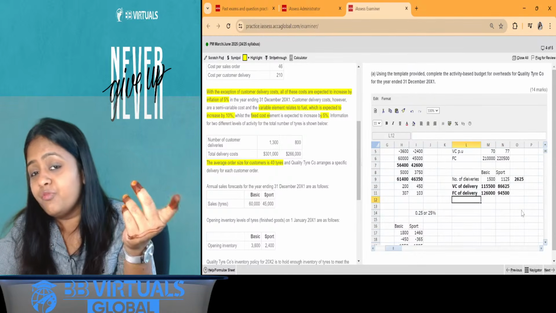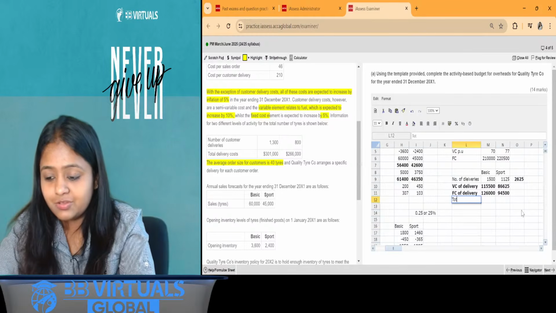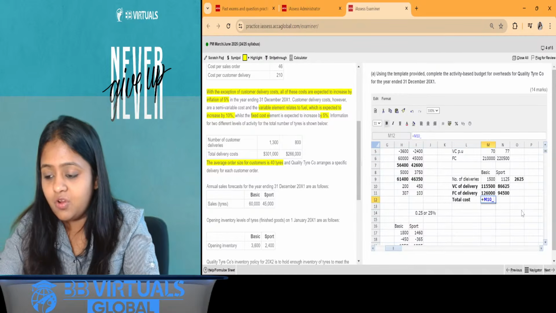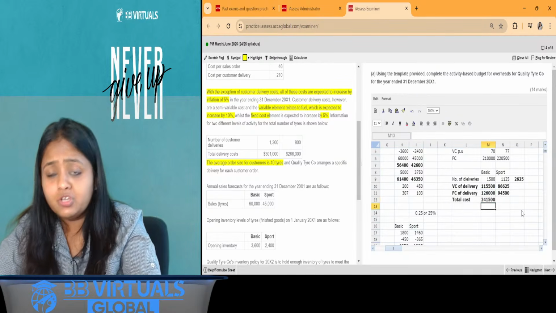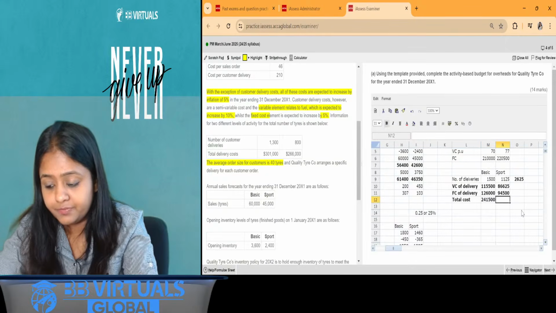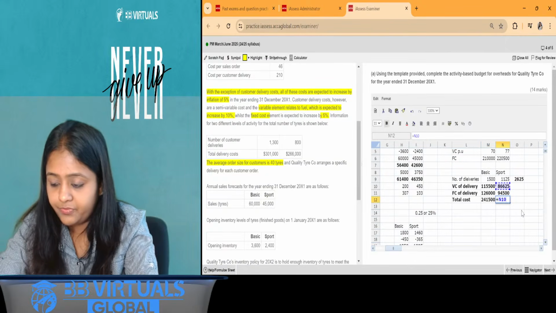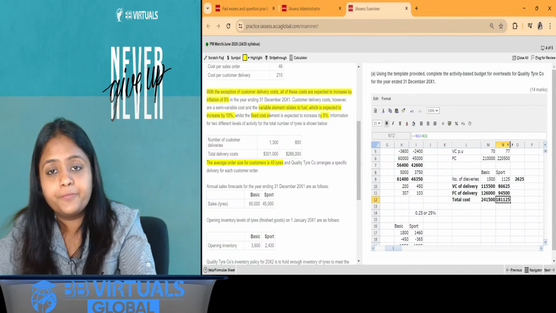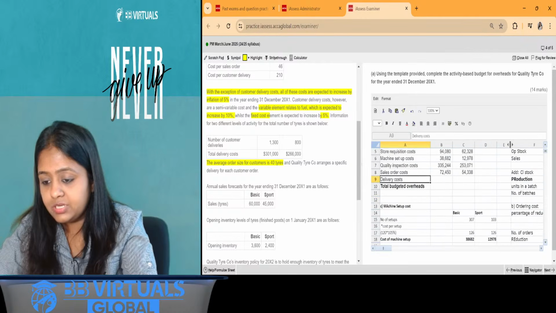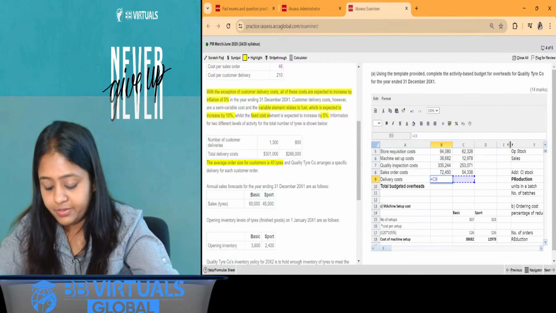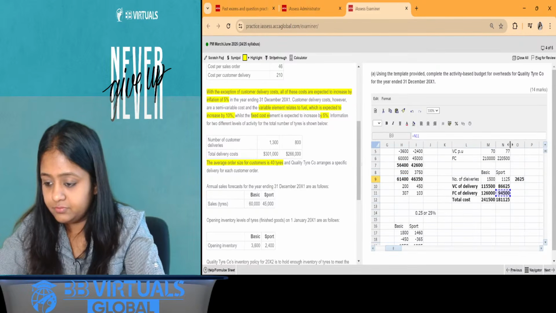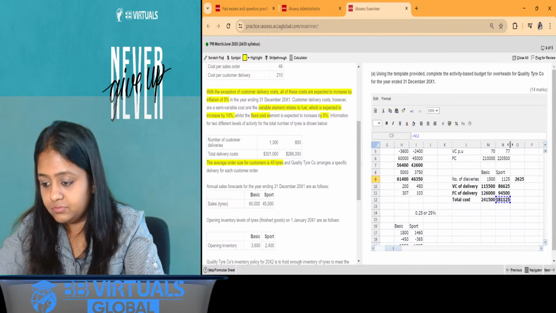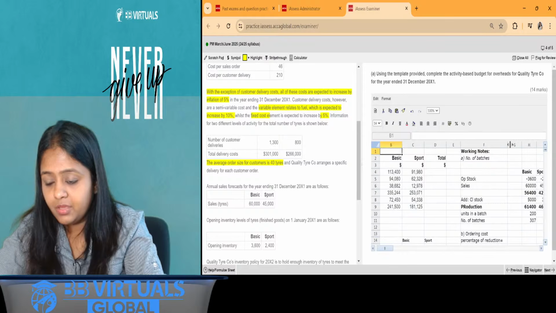What will you do now? Total cost. So get the total cost. How will you calculate it? Add fixed cost and variable cost, because this was the only cost which was semi-variable. Okay. Now you just link it here. So you will link. Okay. Now get the total.